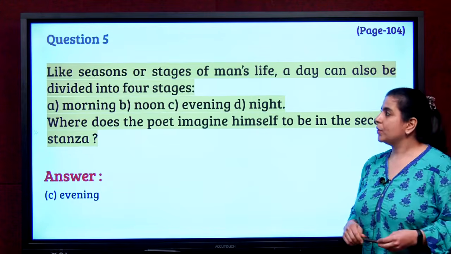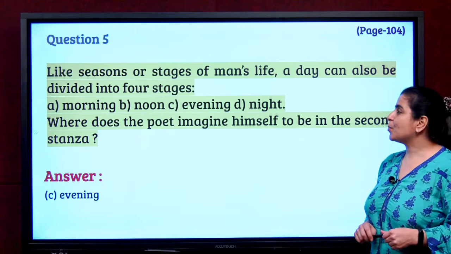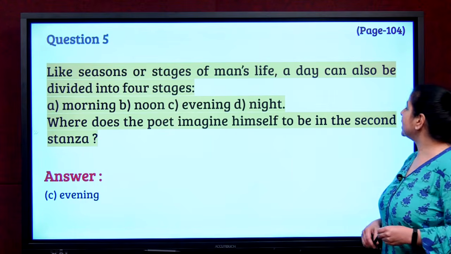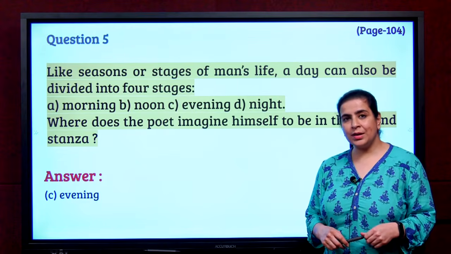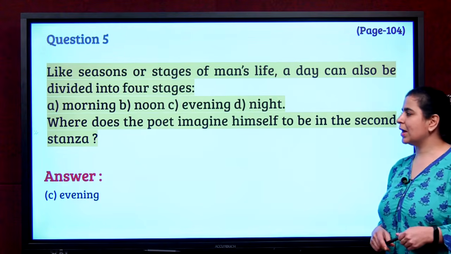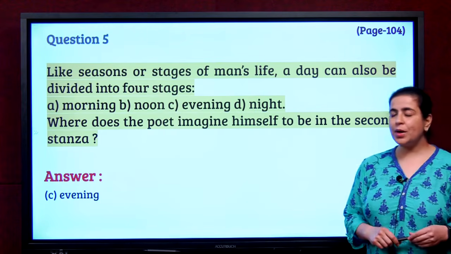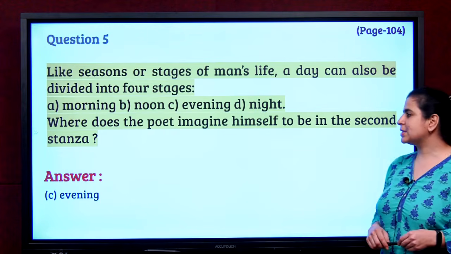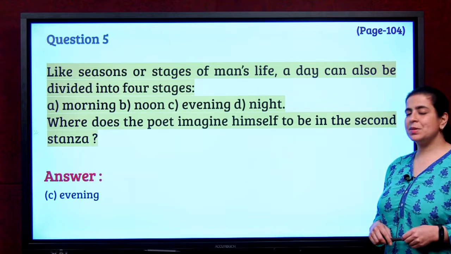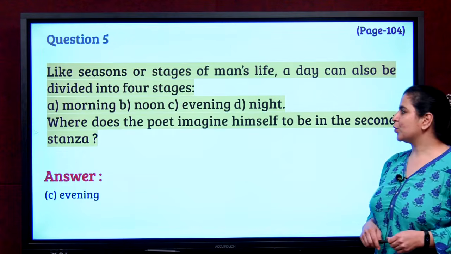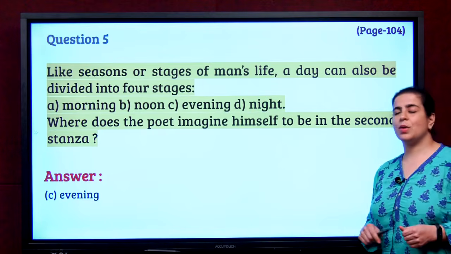Question number 5. Like seasons or stages of man's life, a day can also be divided into 4 stages: morning, noon, evening and night. Now where does the poet imagine himself to be in the second stanza? It is evening. The poet imagined himself in the evening part of it, just before the night, which is twilight.